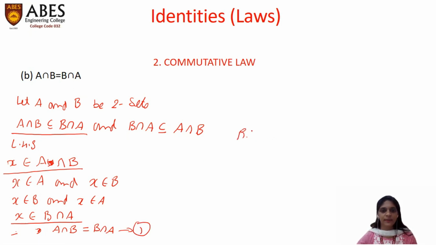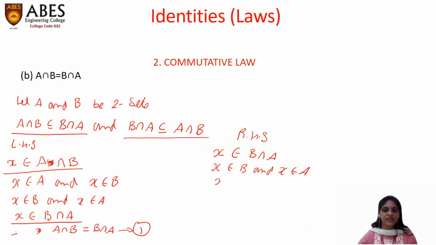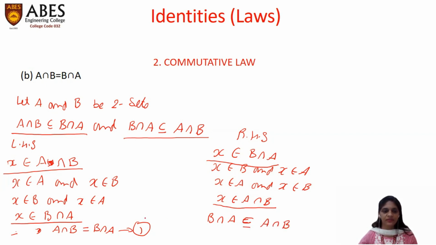Now we are considering the right hand side. Let X be any arbitrary element which belongs to B intersection A. We can write this thing as X belongs to B and X belongs to A, or we can write this thing as X belongs to A and X belongs to B, or we can write this thing as X belongs to A intersection B. Here we are saying that X belongs to B intersection A, and here we are saying that X belongs to A intersection B, which means that B intersection A is a subset of A intersection B. So from equations 1 and 2, we can say that A intersection B is equal to B intersection A. So this is the proof of the second property of the commutative law.